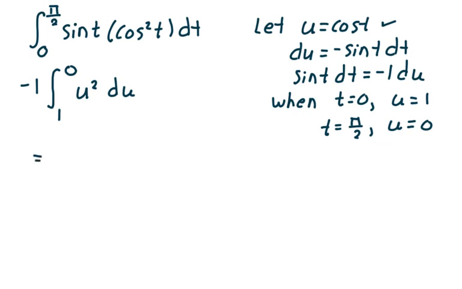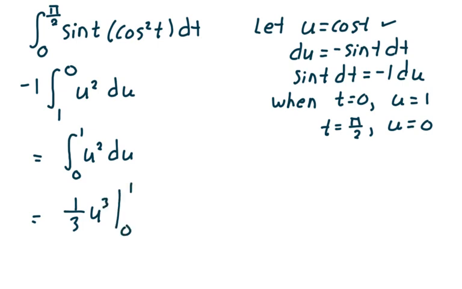But I'm going to switch those limits, and if I switch the limits, I can drop the negative 1. So I don't need that negative 1 anymore. I'm going to take the integral from 0 to 1 of u squared du, which is 1/3 u cubed, evaluated from 0 up to 1. And so the answer to example 2 is 1/3.